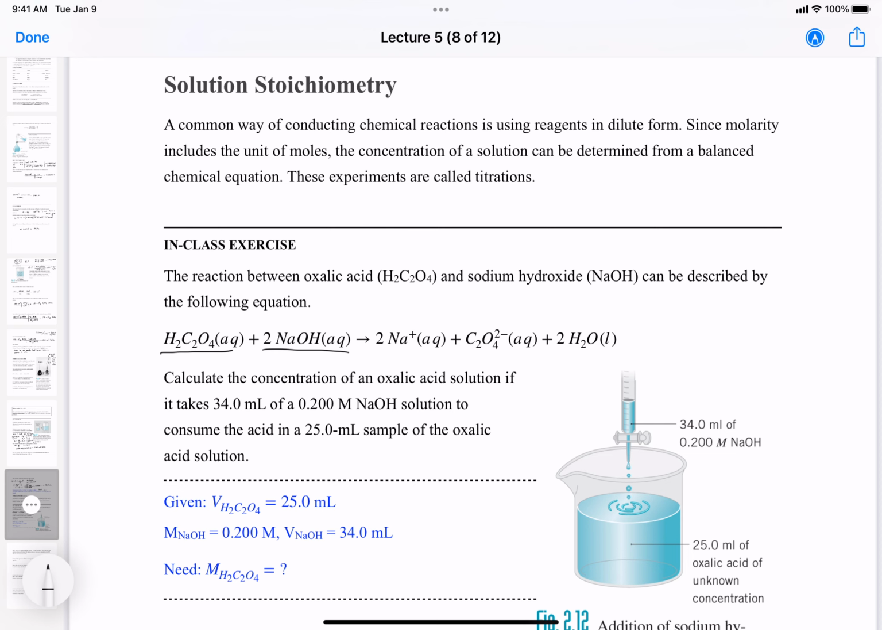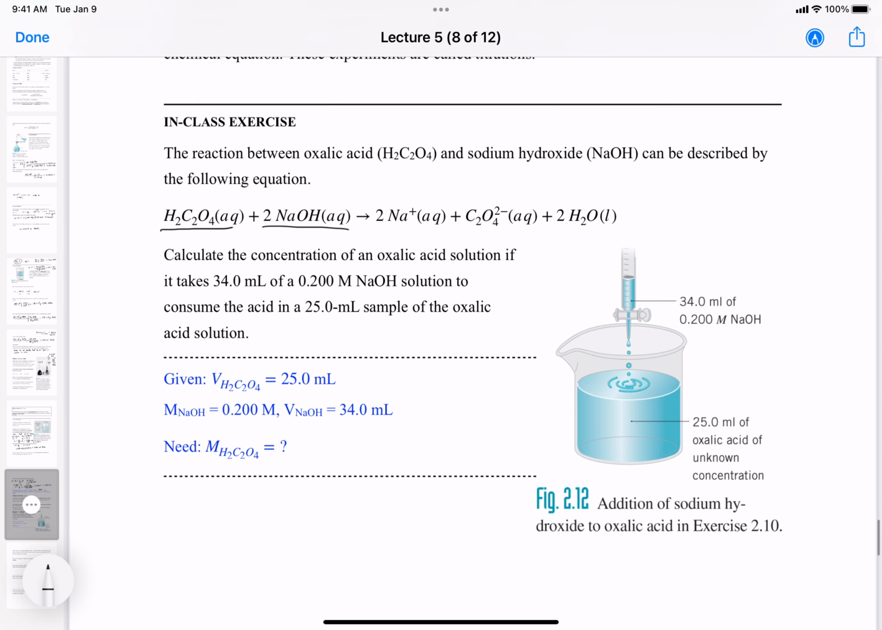So let's write what we're given here. We're given the volume of oxalic acid, which is 25 mL. We're given the molarity of sodium hydroxide, that's 0.2 molar, and the volume of sodium hydroxide, which is 34 milliliters. Now we need to figure out the molarity of oxalic acid. You may think, oh, we have all the variables for M1V1 equals M2V2, but we can't use that equation. It wouldn't make sense in this particular instance.